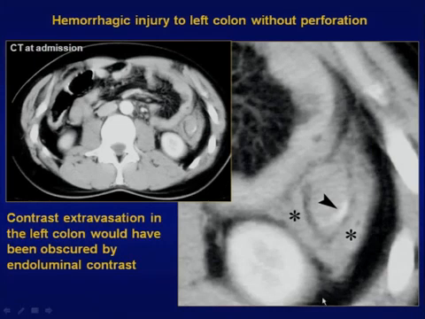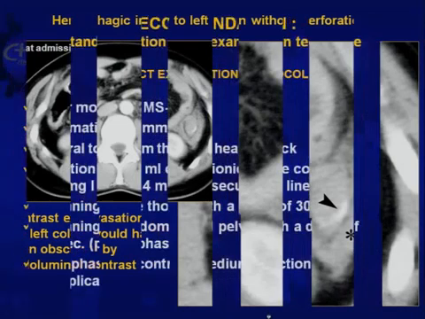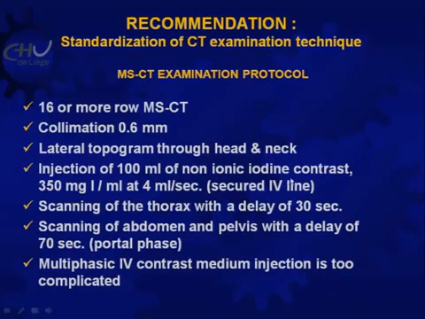Having said that, now the patient is on the table, there's no preparation, and you know about the standardization of the positioning. What is now the examination protocol? Probably we are all using 16 or more row multi-slice CT, a collimation of 0.6, and a lateral topogram first through the head and the neck. Then we inject the contrast medium, high concentration at a relatively high rate, 4 milliliters per second, with a very secure IV line. Then we start scanning the thorax with a delay of 30 seconds and the abdomen and pelvis at the portal phase at 70 seconds.